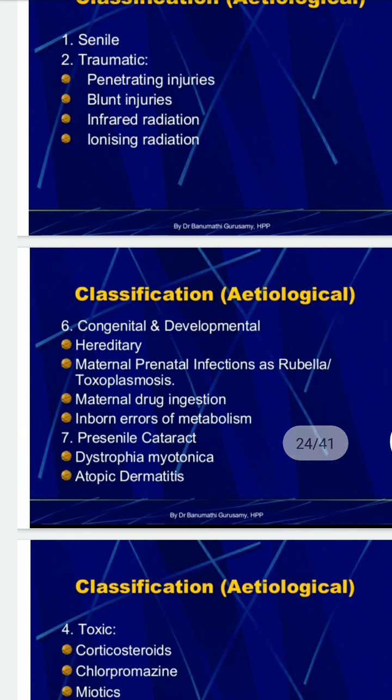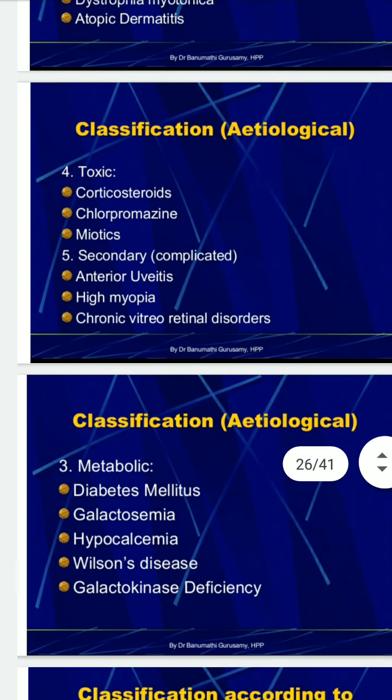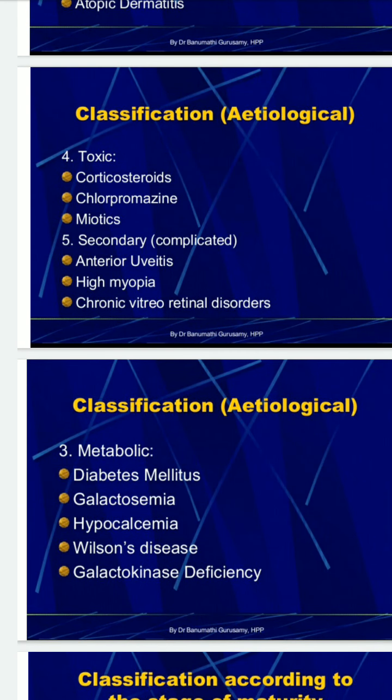The next one is toxic, that is the use of corticosteroids, and certain drugs like corticosteroids, miotics, etc. Then secondary, that is complicated anterior uveitis, high myopia, and chronic vitreoretinal disorders. These are the secondary factors. Then the other classification is metabolic, that is diabetes mellitus, galactosemia, hypocalcemia, Wilson's disease, etc.